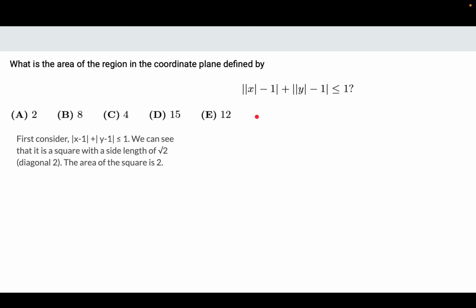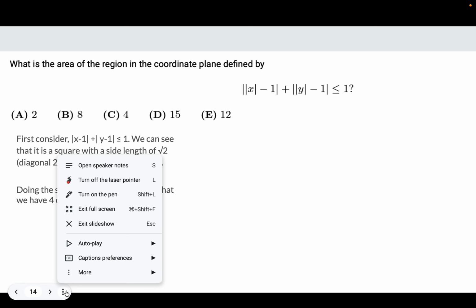So first we consider the case where x is positive. So we have the absolute value of x minus 1 plus the absolute value of y minus 1 is less than or equal to 1. We can see that it's a square with side length square root 2, and therefore the area of the square is 2. Doing the same for the others, we also see that we have 4 congruent squares of area 2.